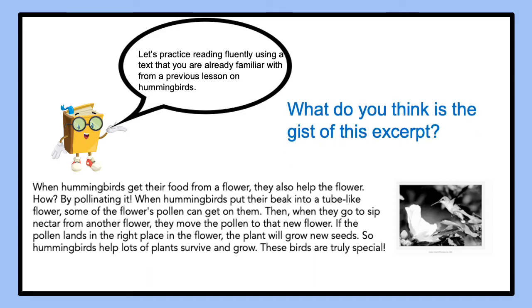So, what do you think is the gist of this excerpt? You might have said the gist is hummingbirds help pollinate flowers by carrying pollen from flower to flower. This helps each flower grow new seeds that turn into new flowers.